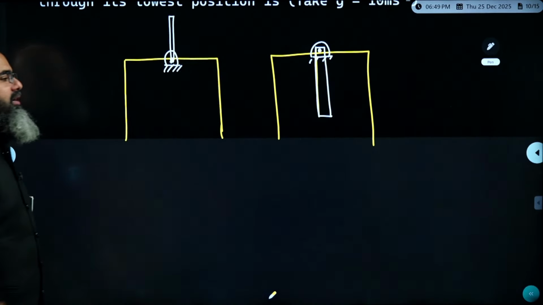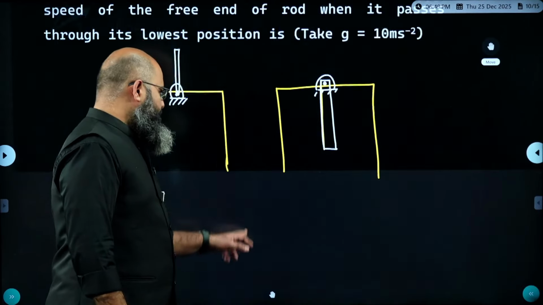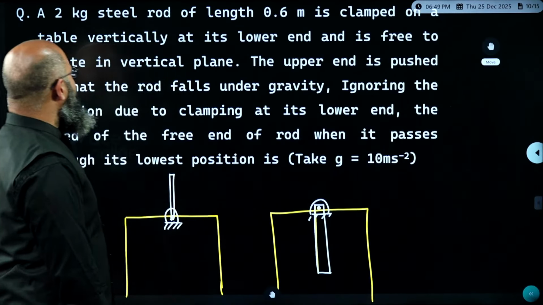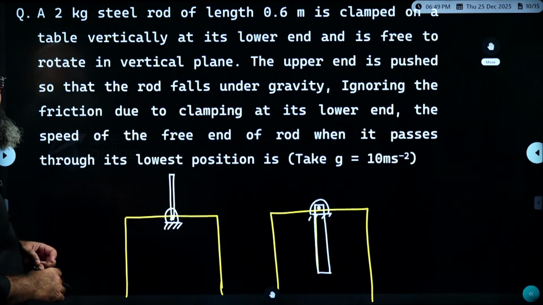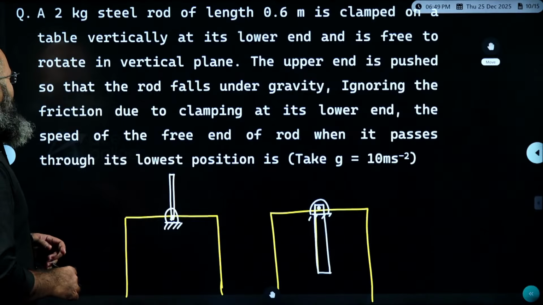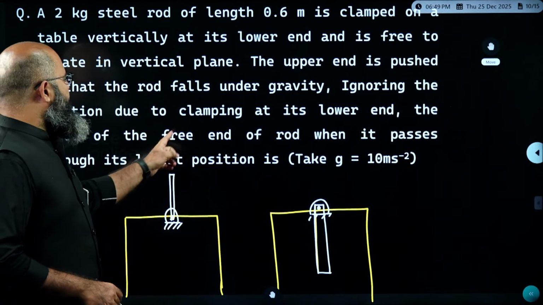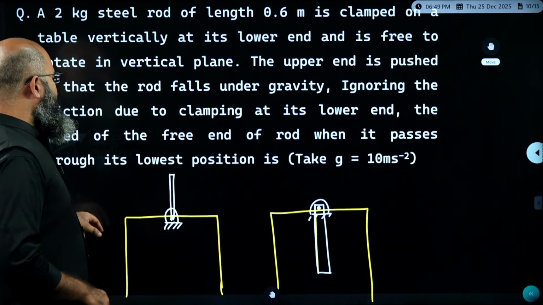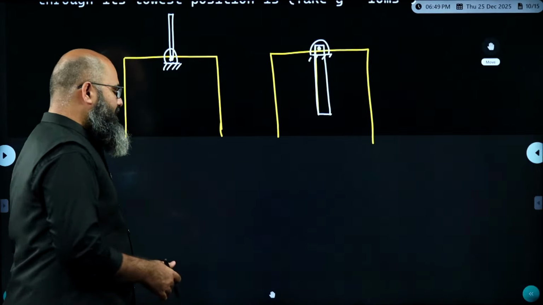When it has come to this particular position. Okay, one second. What all things he gave regarding this rod? The rod is having a length of 0.6 meter, mass is 2 kg. You have to find out the free end velocity at the lowest position. So basically, if you get the value of omega, everything is done.